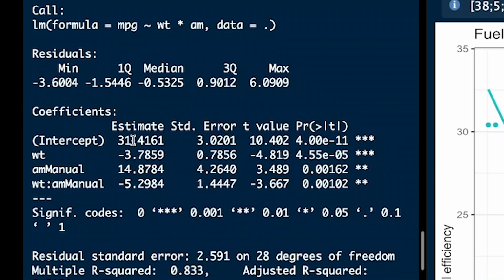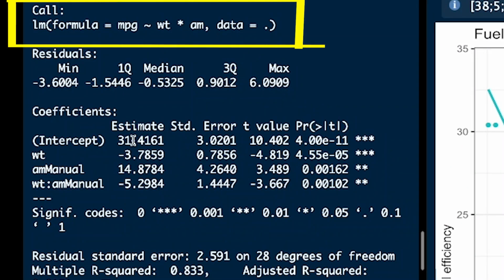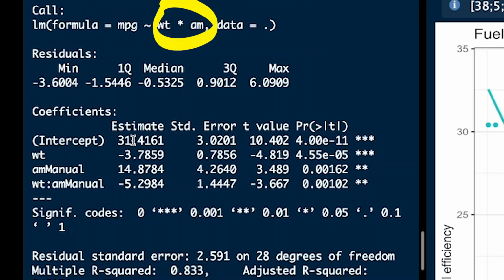So at the top, you can see the formula that I'm using: MPG, which is fuel efficiency, miles per gallon, explained by WT, which is weight, and then AM, which is transmission. I've got a times there instead of a plus. That means I'm not just adding an additional explanatory variable, but adding that variable plus any interactions it would have with the first variable, right? So that's what the times is there. Data equals dot, that's just using the whole data set.